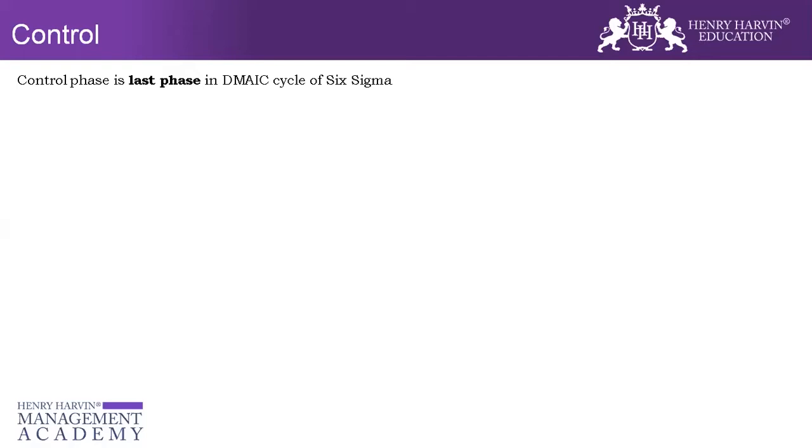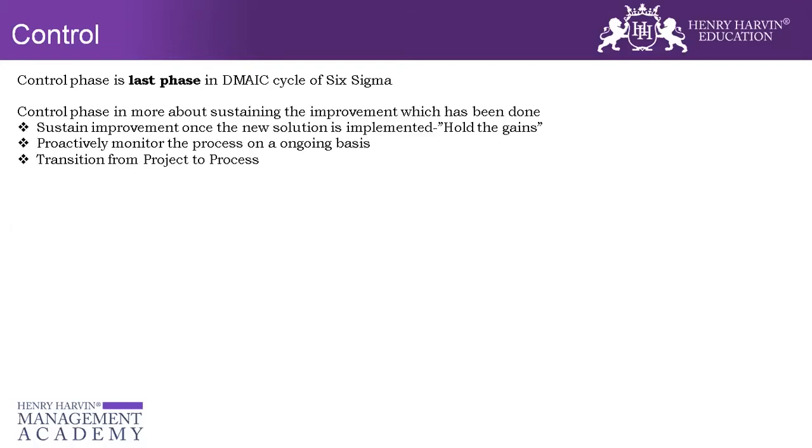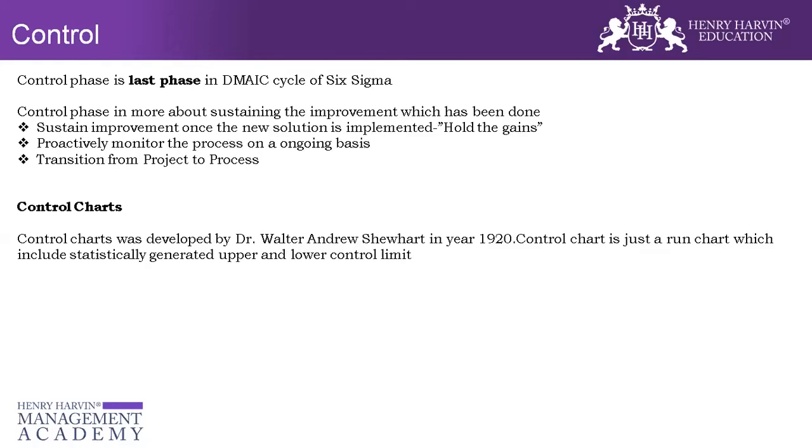I'll also be preparing a control plan and a handover plan, which I'll give to the management, wherein I would declare that this process now becomes business as usual, because we have already shown a sustenance of 2 to 3 months. We have also come up with the control plan, and this is something which needs to be implemented. That is the end result of the control phase. As I said, it is sustained improvement once the new solution is implemented, also referred to as holding the gains. It proactively monitors the process on an ongoing basis, and it transitions from project to process.